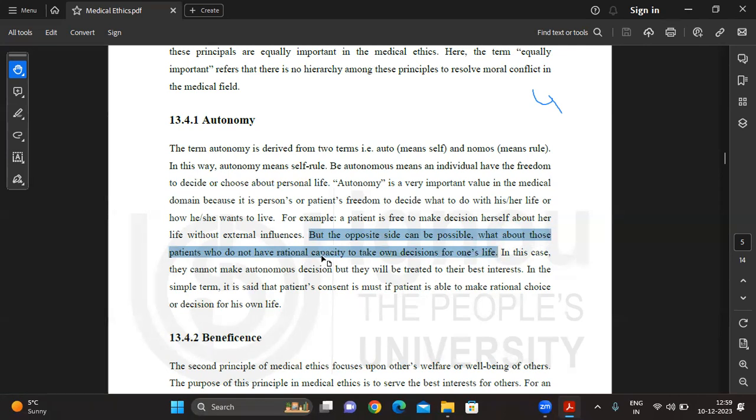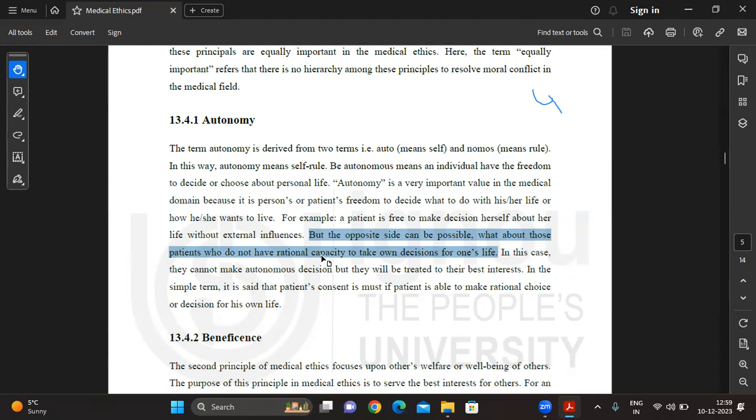मतलब वो अपने लिए अच्छी तरह से सोच भी नहीं सकते हैं. Maybe वो young हैं, बच्चे हैं. Maybe उनको कोई mental किस्म की issues हैं, because of which they cannot reason well. What do you do in that case?